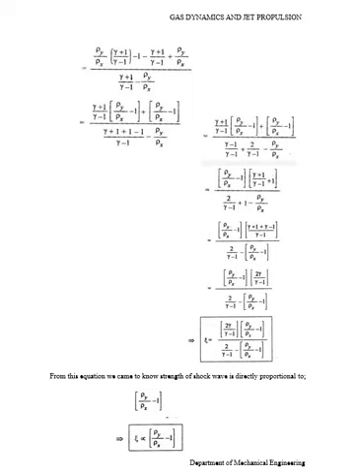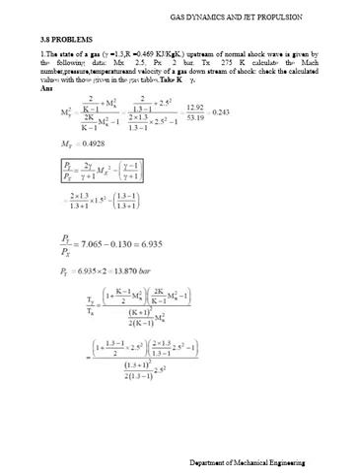The strength of the shock wave may be expressed in another form using the Rankine-Hugoniot equation. Therefore, eta equals 2 gamma divided by gamma minus 1, rho y divided by rho x minus 1, divided by 2 divided by gamma minus 1 minus rho y divided by rho x minus 1. From this equation we come to know the strength of the shock wave is directly proportional to rho y divided by rho x minus 1.